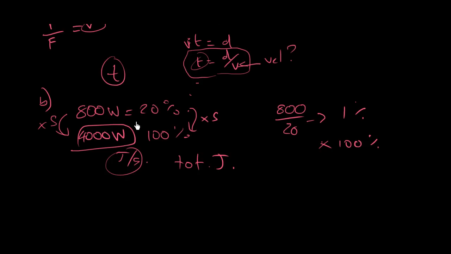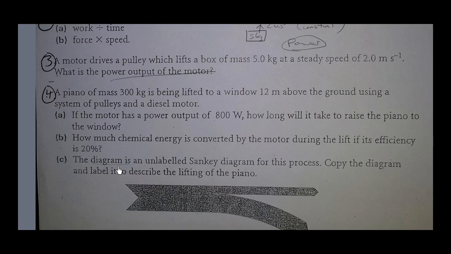So we got to the point where we figured out that if 20% was 800 watts, which is what actually got converted into motion, that was the power output, then 100% would be 4000 watts. That's what the machine would be consuming, and converting from chemical energy into other forms of energy. It's a diesel motor, so that's why they talk about chemical energy. It's burning diesel. Okay, it says it here, diesel motor. So since it's burning chemical energy, that's what it's converting into other things.